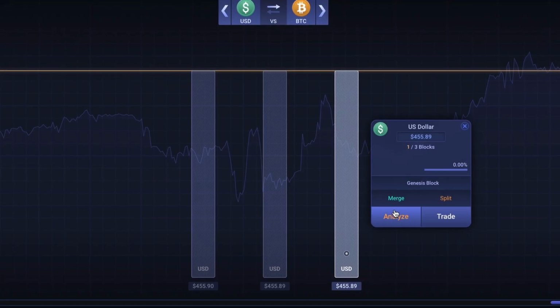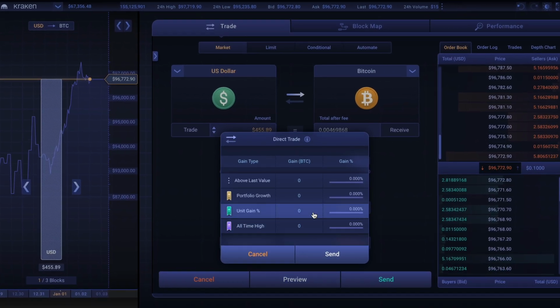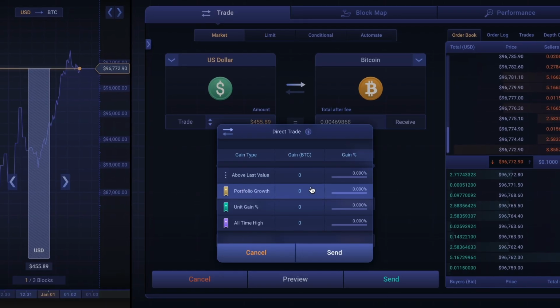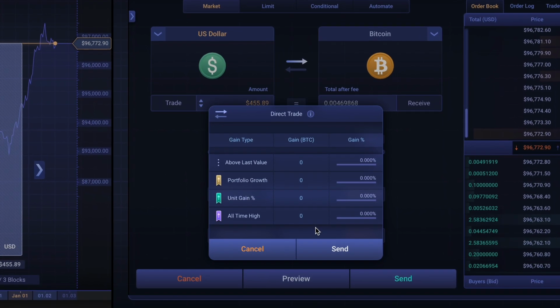Now let's go ahead and trade one of these blocks into BTC. In the trade preview window, we can see that the initial deployment of this dollar block will not record any gain or loss, as it is simply being utilized for the first time.